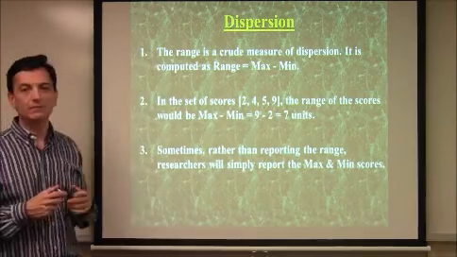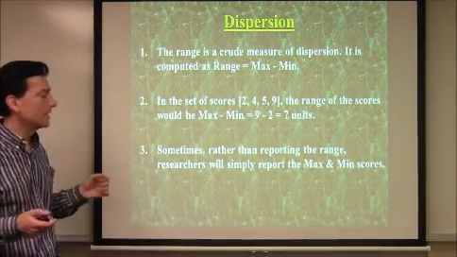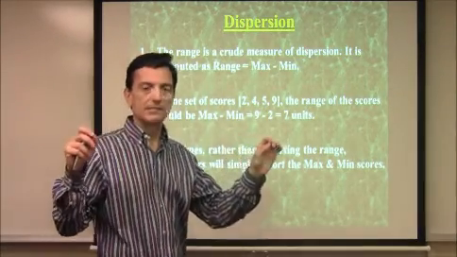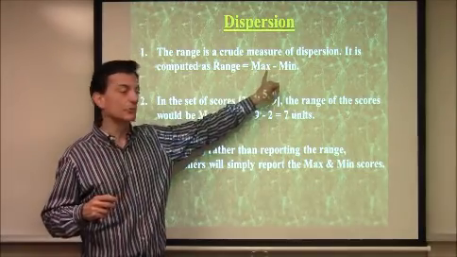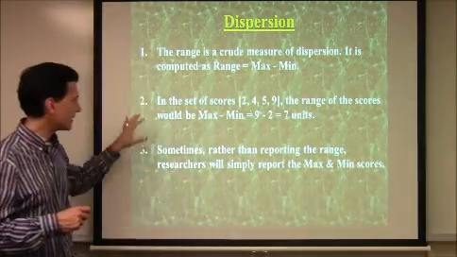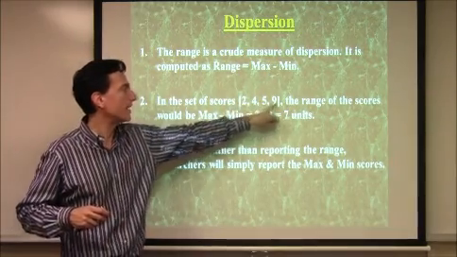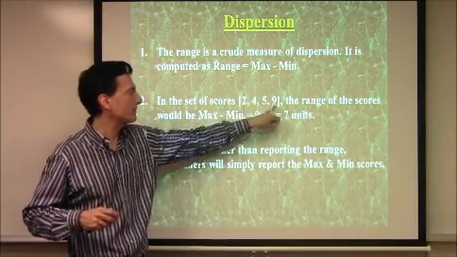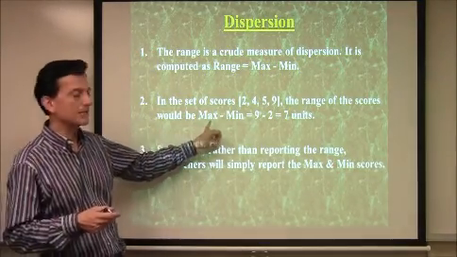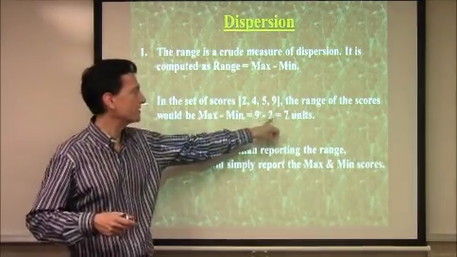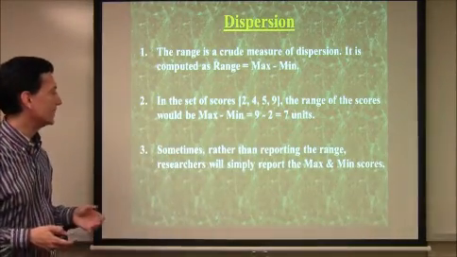Okay? The range is a relatively crude measure, and it's computed very simply. It only requires some subtraction. We look at the set of scores. We might list them from lowest to highest, and we might say that the range is equal to the maximum score minus the minimum score. So in this very simple data set that I have here, that contains items of 2, 4, 5, 9, I have a maximum of 9, a minimum of 2. So my range would be the difference between those two. Max minus min, 9 minus 2 is equal to 7 units. We have a 7-unit range in this particular data set.